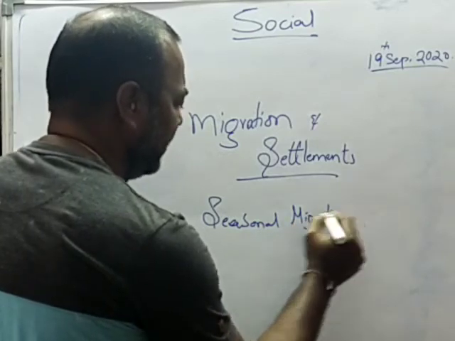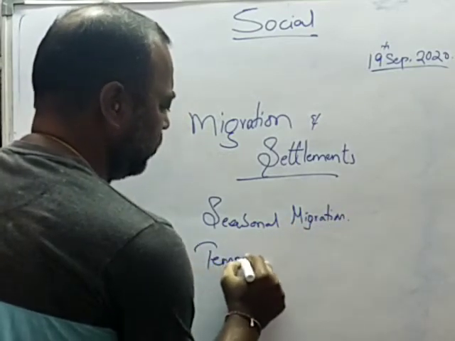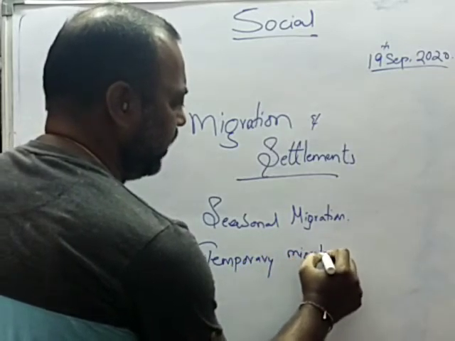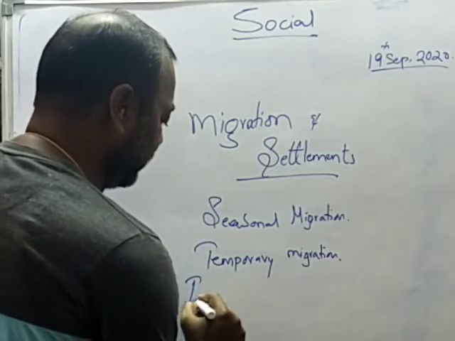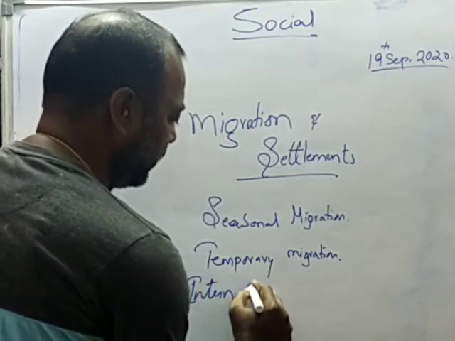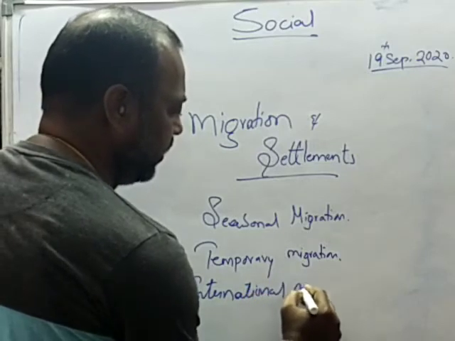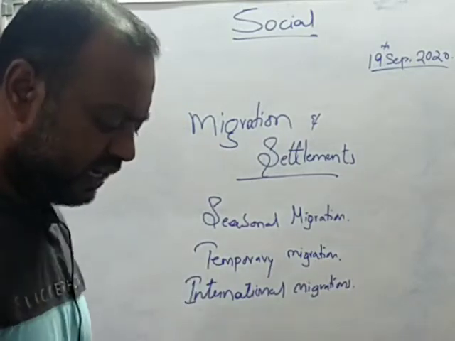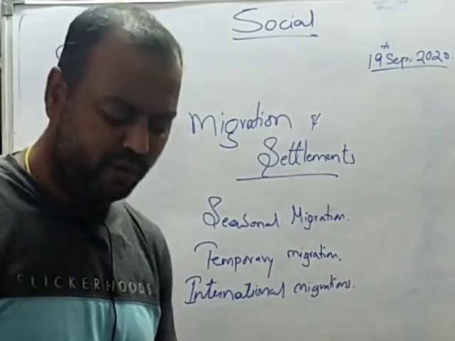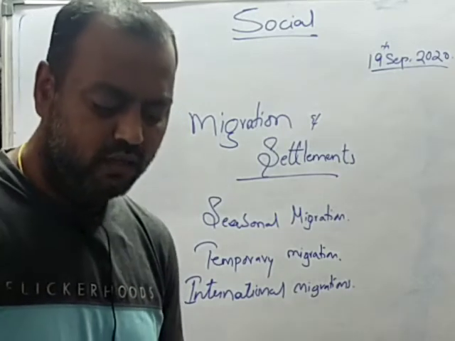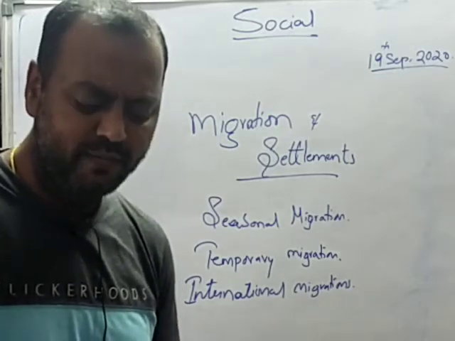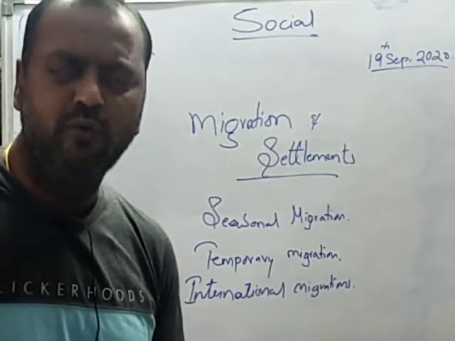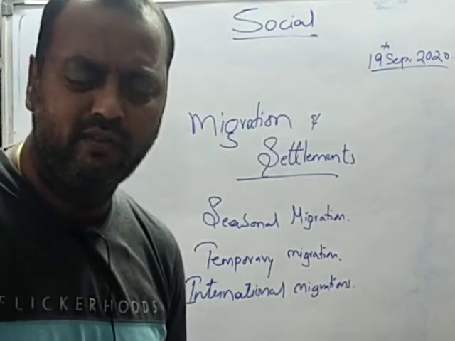During a particular season they migrate. Temporary migration is only for a particular period. And now I am talking about international migration. That means when you move from one country to another country, it is called international migration. One third of the entire world's population, that is 200 million, are international migrants. Less than 70 million people, according to the United Nations Development Programme, have moved from one developing country to another developing country.